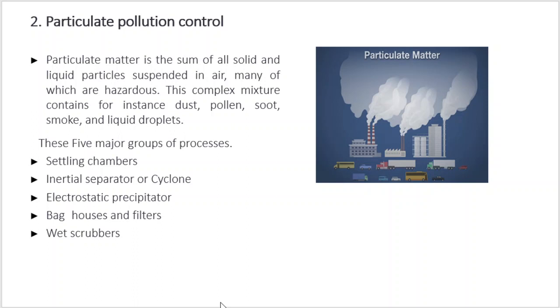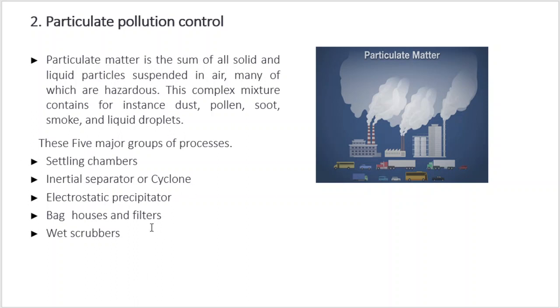There are five major groups of processes. First one is the settling chamber. Second is the inertial separator or cyclone, then the electrostatic precipitator, baghouse filter, and the last one is the wet scrubber. So to prevent the pollution caused by particulates, these five major groups of processes are stated here. The first one is the settling chamber, another is the inertial separator or cyclone, and the electrostatic precipitator.